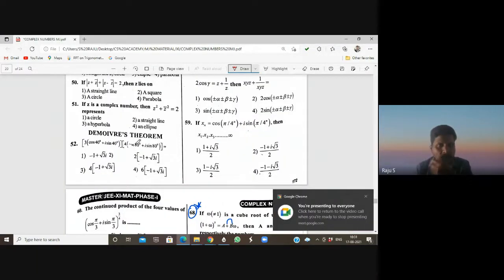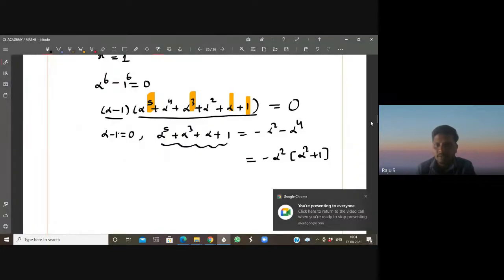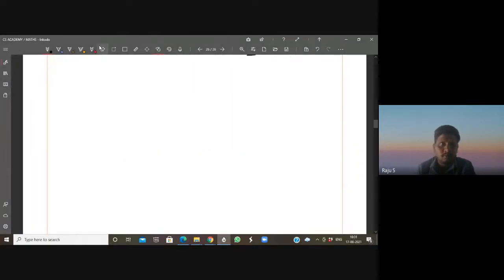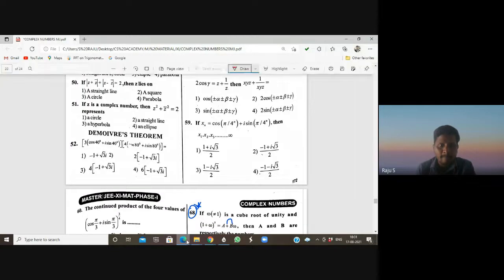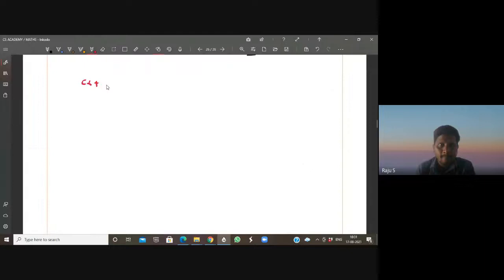So now let us see about De Moivre's theorem. This is nothing but cos alpha plus i sin alpha, all to the power of n. This we know: e to the power of i alpha. So cos theta plus iota times sin theta can be written as e power i theta.